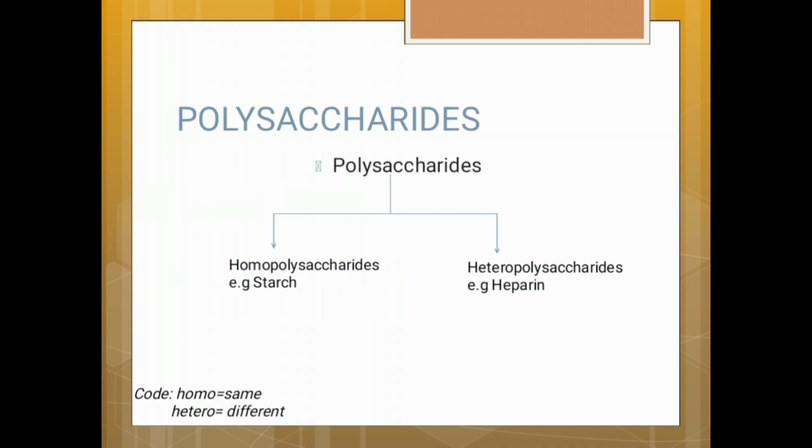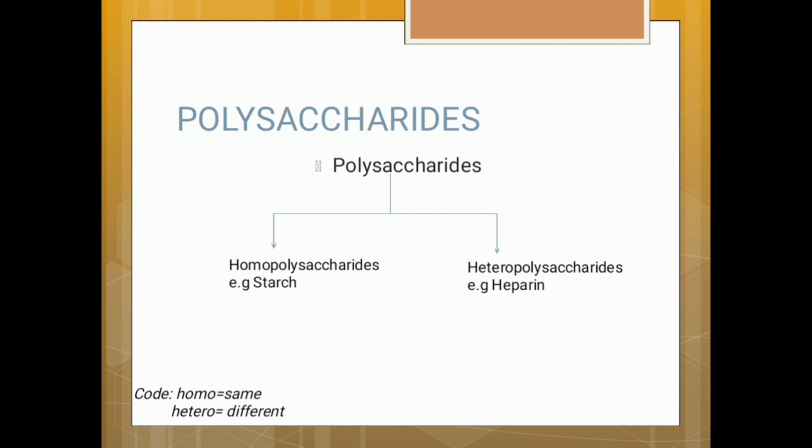Moving on, we'll have polysaccharide. When you hear the word poly, it means many. So these are many monosaccharide units joined together by a glycosidic bond. Like I said earlier, for oligosaccharide, meaning few, there are 2 to 10 monosaccharide units joined together. But polysaccharides are above 10 monosaccharide units joined together by a glycosidic bond to form a single unit.